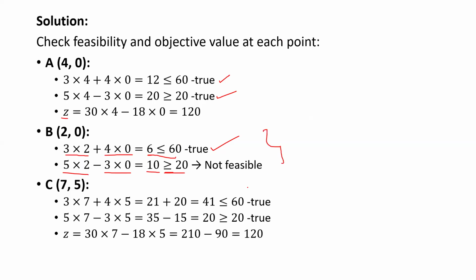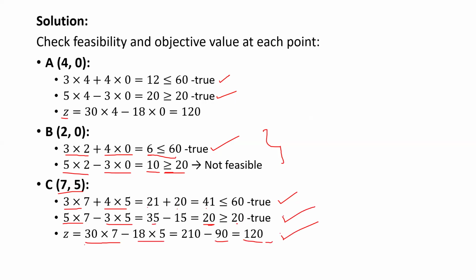Next one we can check the C value. 7 comma 5 we have to apply. Yes, 3 into 7 plus 4 into 5. So 21 plus 20, 41. 41 less than or equal to 60. This is true. Next one, second equation. 5 into 7 minus 3 into 5 equals 35 minus 15, 20 we got. 20 greater than or equal to 20. So both are equal. This is also true. Now we can apply for the z value. So 30 into 7 minus 18 into 5, 210 minus 90, 120 value.